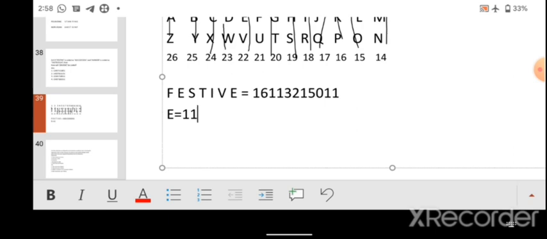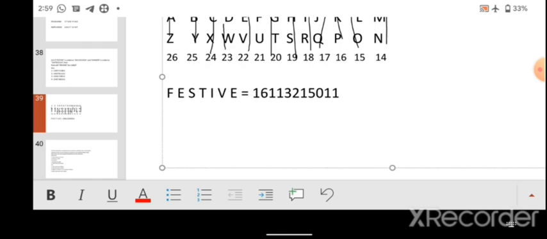Now E is 5. If E is 5, then 11 equals 5 plus 6. And E is also a vowel. So is it that for any vowel we will do plus 6? Is it happening like that? Let's check with I. I is 9, and 9 plus 6 is 15. So that's correct. That must be the logic. Then I is 15 and E is 11, so V is 0. They have considered V as 0. And what is the number for V? V is actually 22.